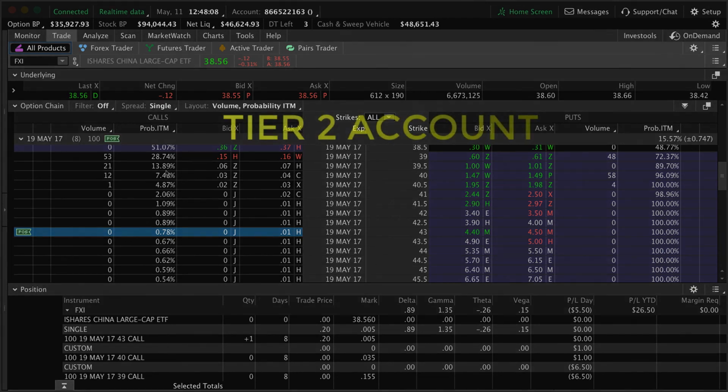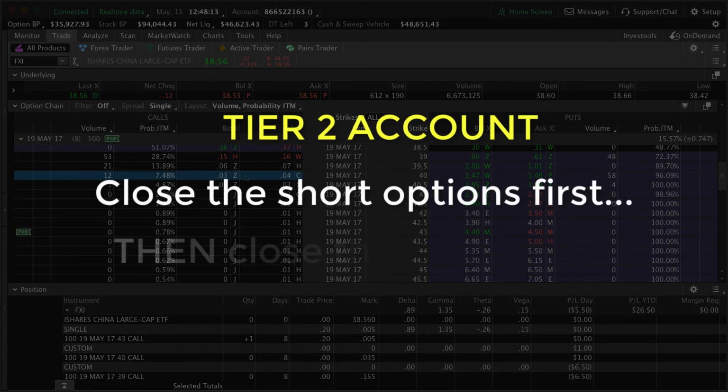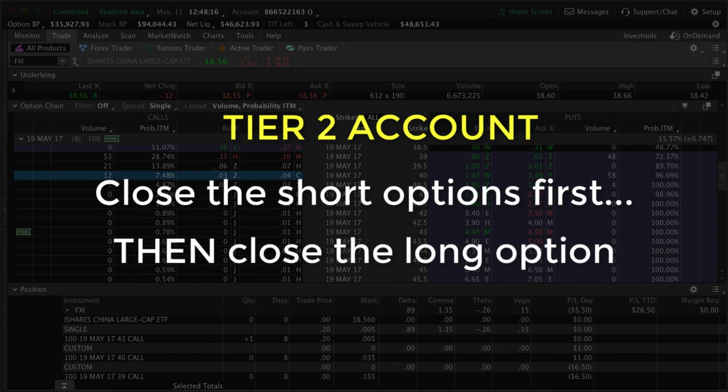Now, one more thing I forgot to mention. If you are trading a Tier 2 account, you're going to want to close the short options first. We're trading a tier 3 account, so it doesn't matter. But if you close the long option before the short options, that will leave you with a short naked call. So you don't want to do that in a tier 2 account.